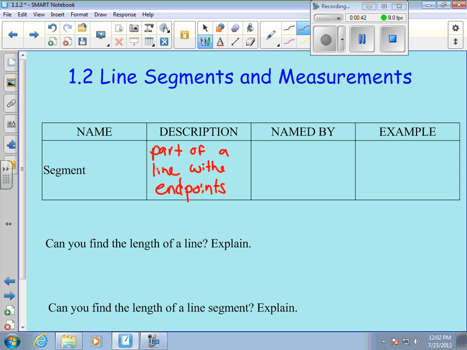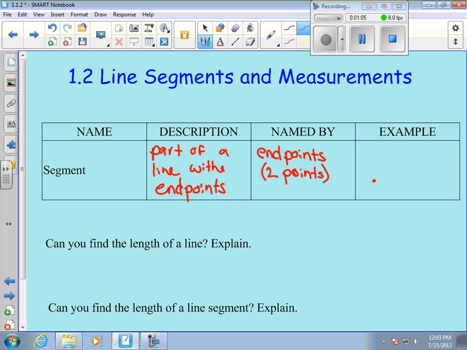So remember yesterday we talked about a line goes on indefinitely in the directions, and so a segment is just part of that. So it's named by its endpoints, and this is going to be 2 points. This is just like how we could label our line yesterday by 2 points, but the way we do this is going to look slightly different.